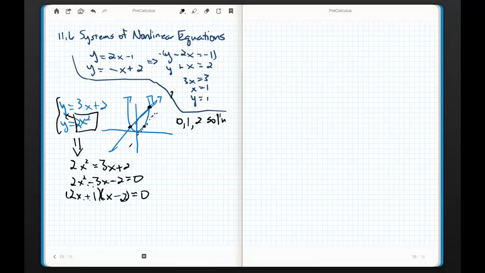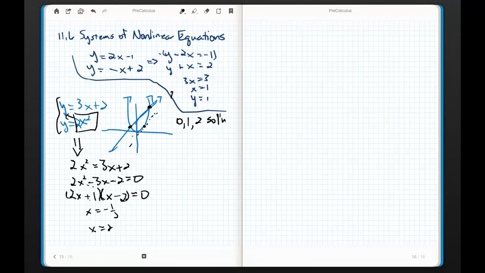And I can always double check that by multiplying, let's see, this times this, 2x squared, -4, +1 makes -3, 1 times -2 is -2. So check it out. Once I got it set equal to 0, I use the zero product property to solve, and I know that x equals -1/2 and x equals 2.